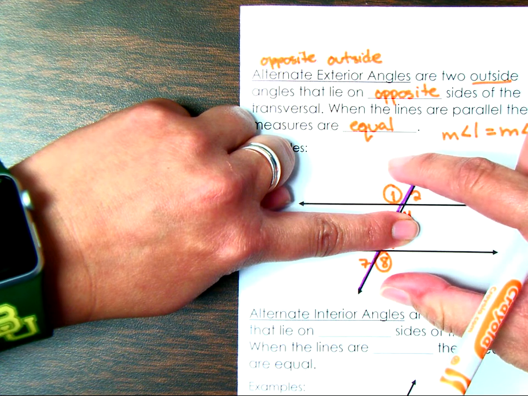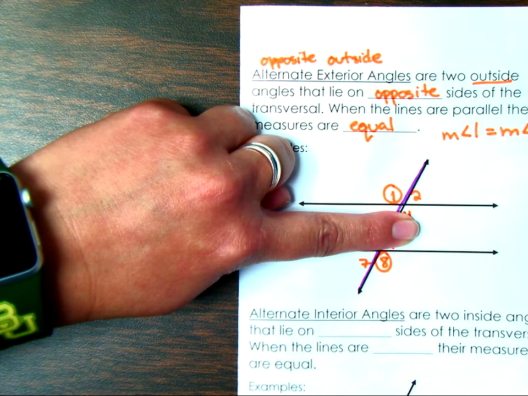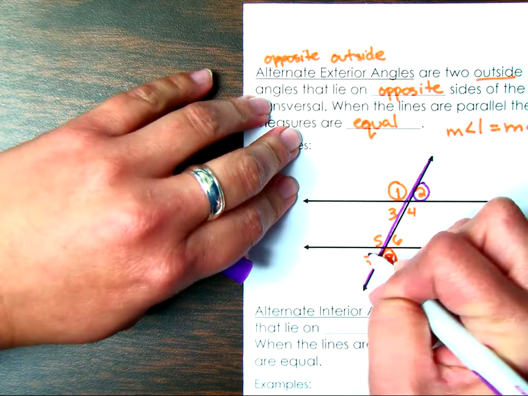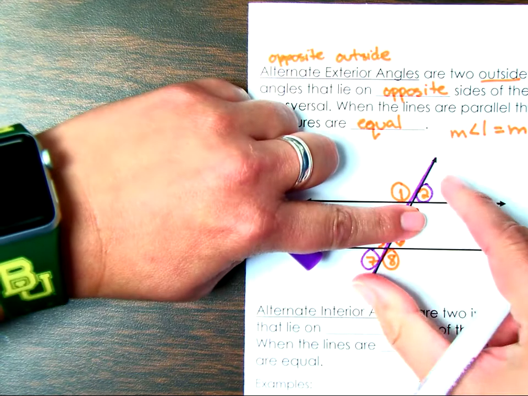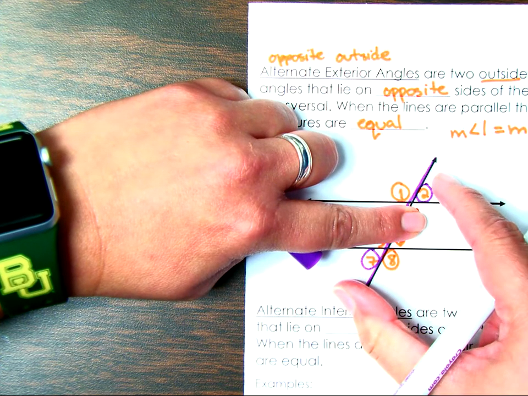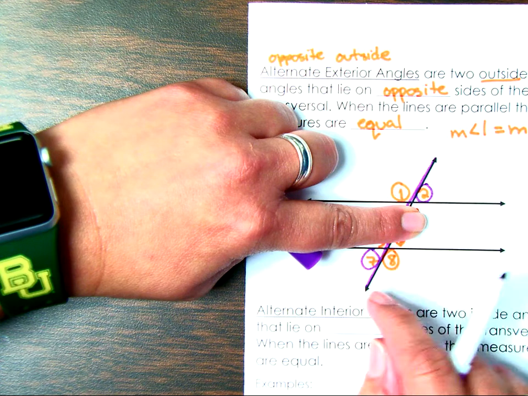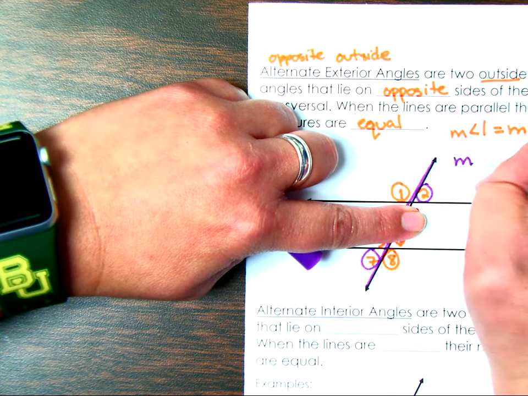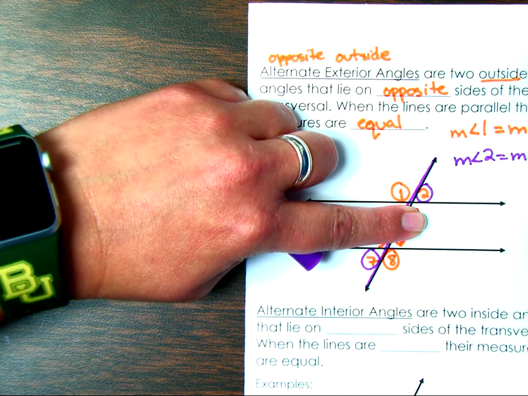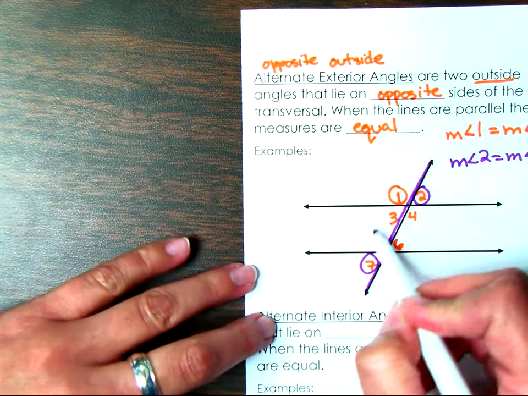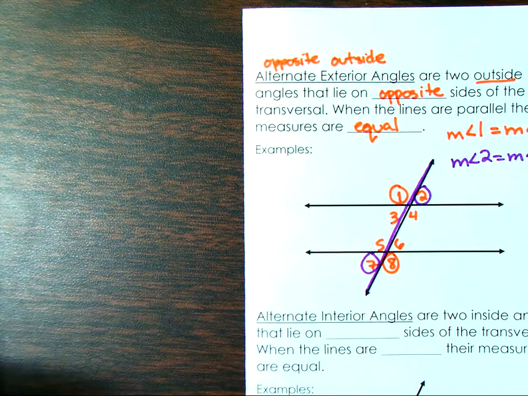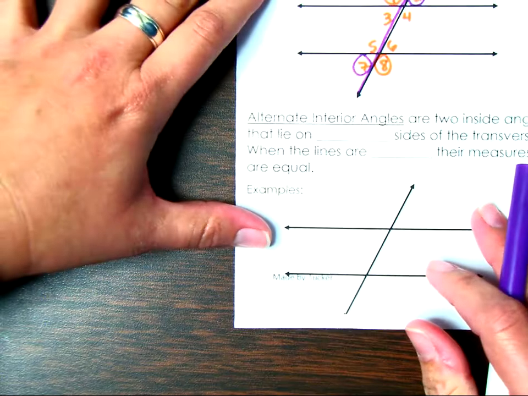So using that vocabulary to help us out. And then my other 2, angle 2 and angle 7, well, those are outside those parallel lines, and they're opposite of one another. This is the upper right, this is the lower left. So those 2 are congruent. Okay? These in the middle are not exterior. They're not outside those parallel lines. Those are interior. They're inside.